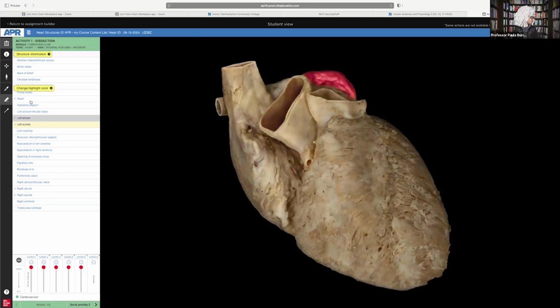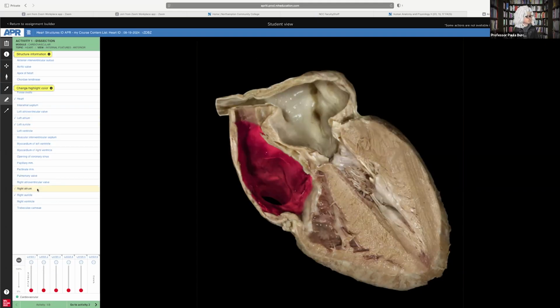The right atrium is receiving blood coming back from the tissues. This is deoxygenated blood. The left atrium is receiving blood returning from the lungs after gas exchange. So this is oxygenated blood.